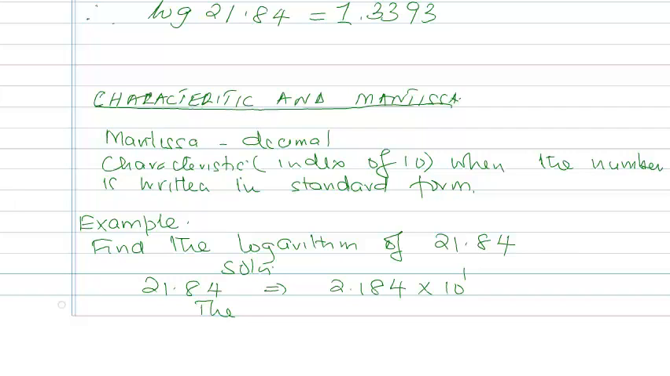The power of 10, which is equal to 1, is the characteristic. Then, after we have finished with the characteristic, because now we have gotten it by expressing that number in standard form, we go to the mathematical tables, where we are going to look for the decimal part of the logarithm.